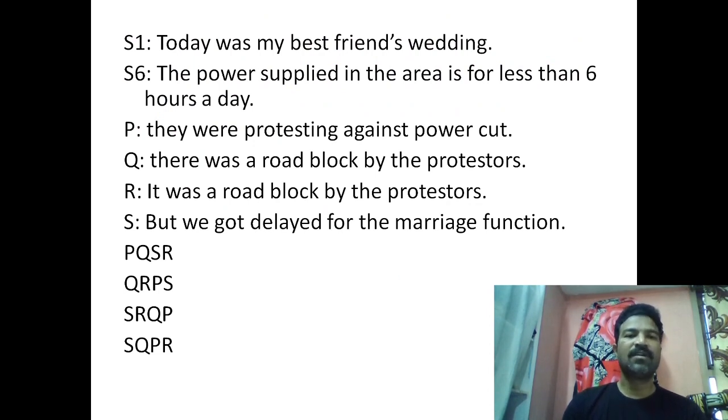S1. Today was my best friend's wedding. S6. The power supplied in the area is for less than 6 hours a day. And the four options jumbled are P, Q, R, S. Put them into the right combination. Your time begins now.